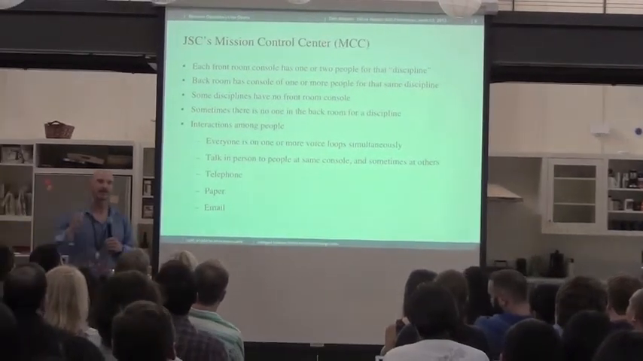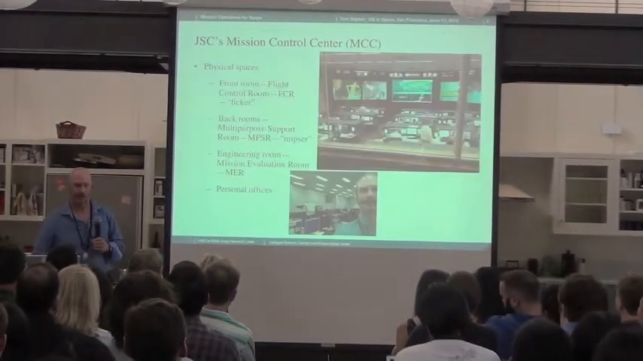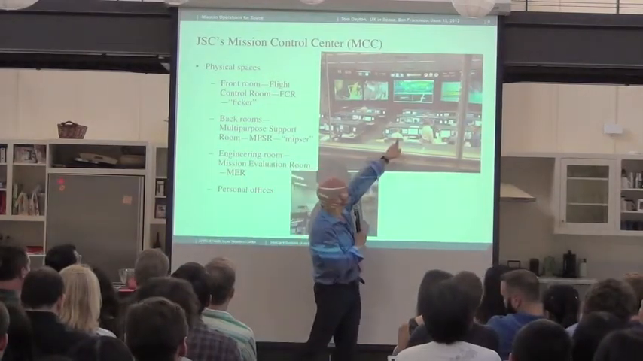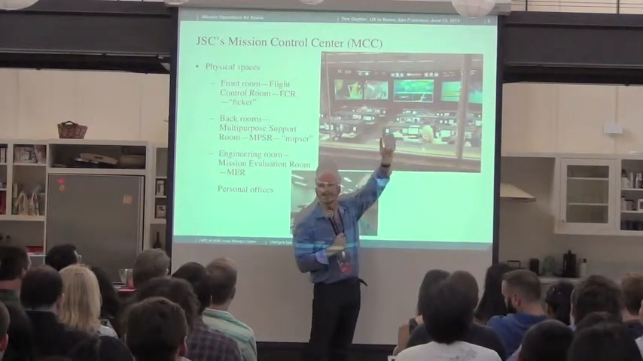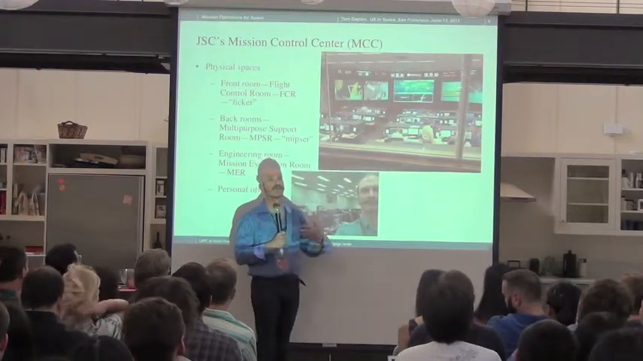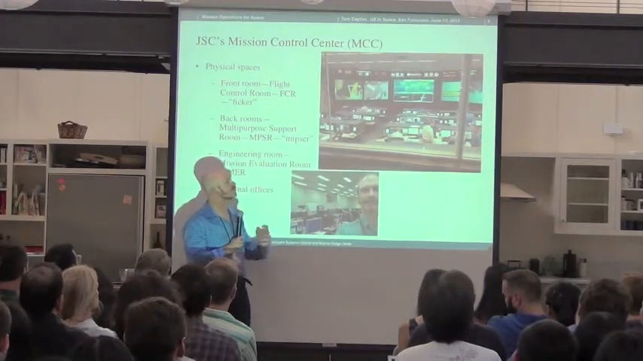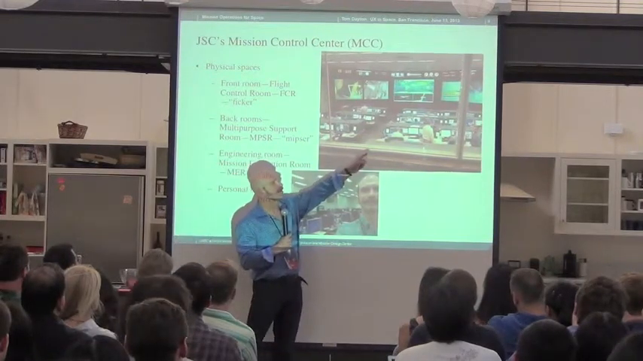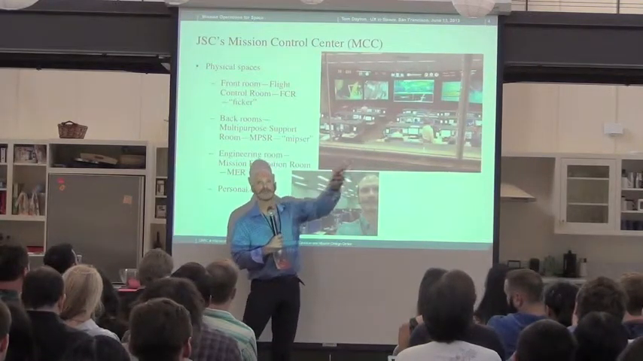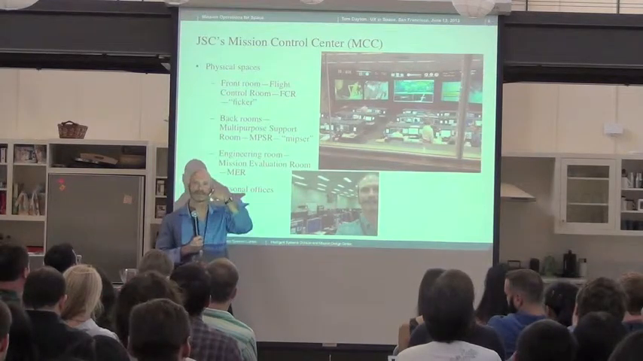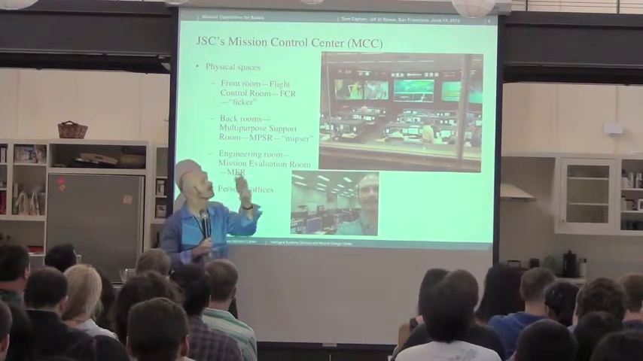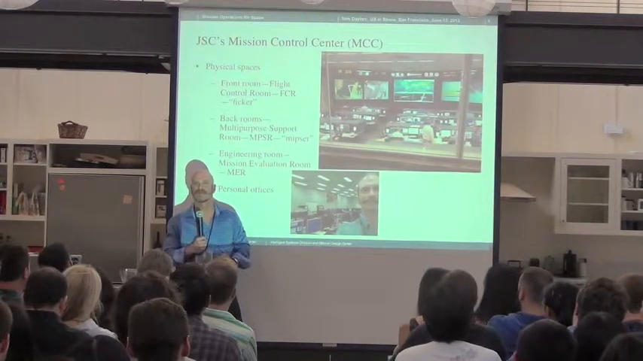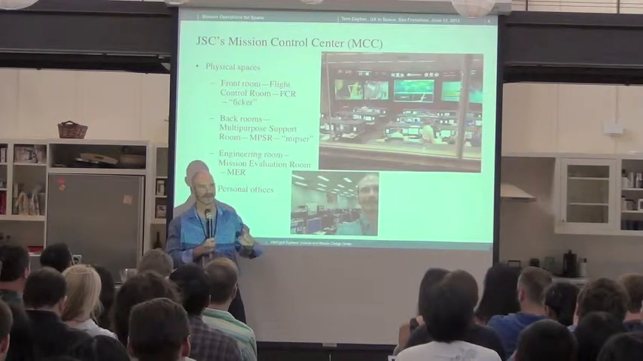The front room has one or two people on each console. So for a particular job, which is called a discipline, you usually have one person, but if it's during a shift change or something really important is going on, they may have two people. But in the back room, you've got another console that the same discipline has people on, and they're all talking to each other on voice loops. Each one of these people is actually listening to maybe 10 different voice loops, and one of them is louder than the other ones.